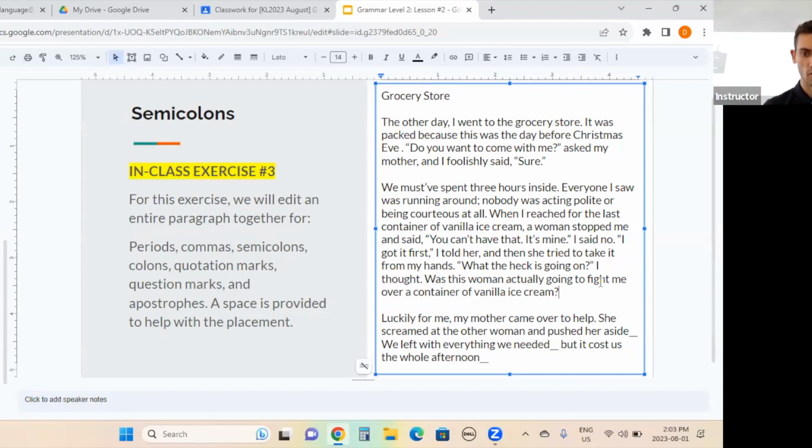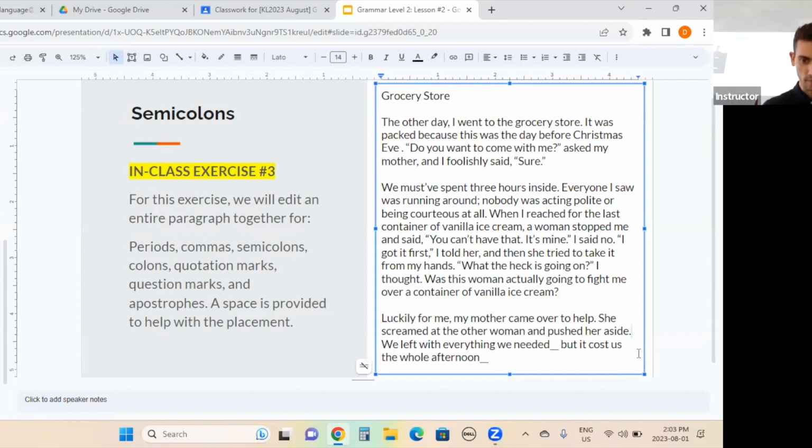"Luckily for me, my mother came over to help. She screamed at the other woman and pushed her aside." What goes here? The period. Right. Period. Everybody's answering at once, so I just have to gauge everyone's answer.